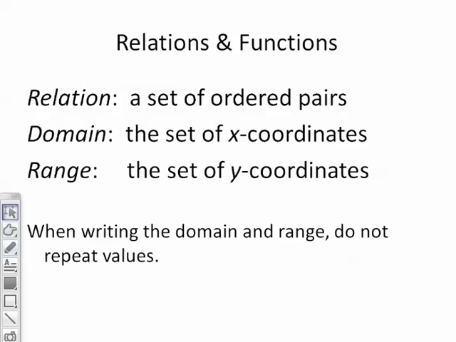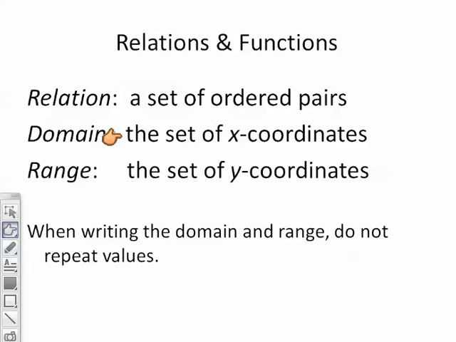Okay? So, here's what we're going to look at. 3 terms I want you to make certain you understand. First of all, a relation. A relation is just a set of ordered pairs. It's nothing more than that. It's just the points that you're considering together. Doesn't mean anything except that it's a bunch of points thrown onto a graph. Just a set of ordered pairs.